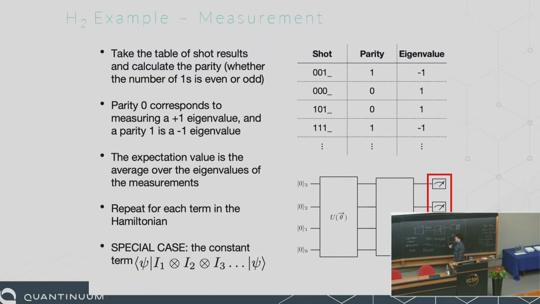Now, by measuring many times, you'll get a mixture of parities of 1 and 0 in the shot outcomes. That'll give you a mixture of eigenvalues between 1 and -1. You average that over the number of shots, and then you multiply that by the weighting coefficient, and that will give you the contribution to the energy of that Pauli term. Okay.